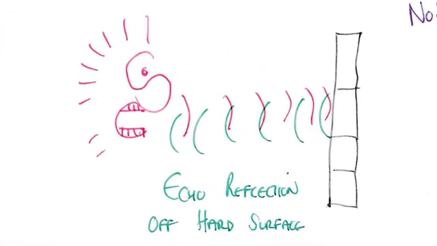Right, okay, you also need to know what we mean by an echo. An echo is a reflection of a hard surface. So there you can see someone shouting out in the red lines, and then it bounces back in green lines, and that's what an echo is. It's a reflection of a hard surface.